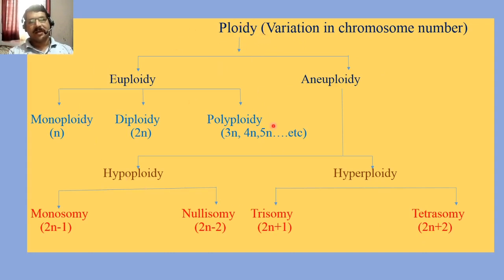In this way, different types of ploidy can be seen in different types of plants and animals. So this is a summary of all the different types of ploidy.